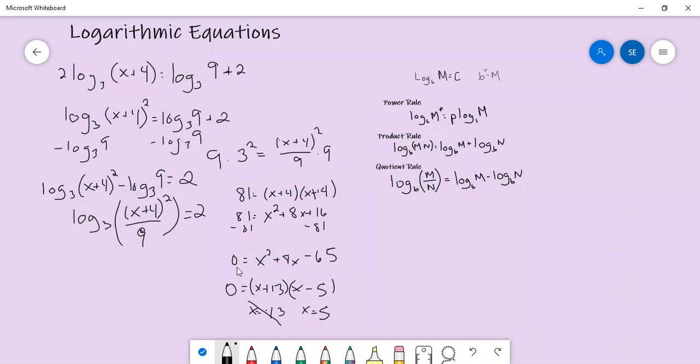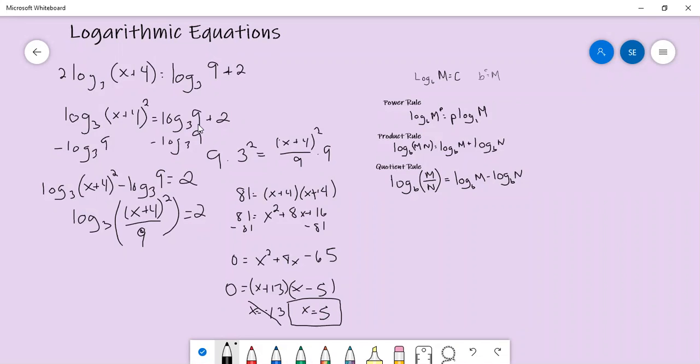If we plug in x equals 5, 5 plus 4 is 9. And log base 3 of 9 is 2, times 2 is 4. And log base 3 of 9 is 2, plus 2 is 4. So 5 checks out. You can always go back and plug them in.